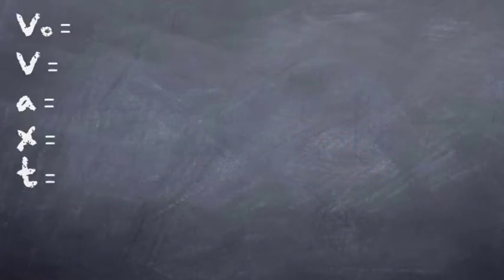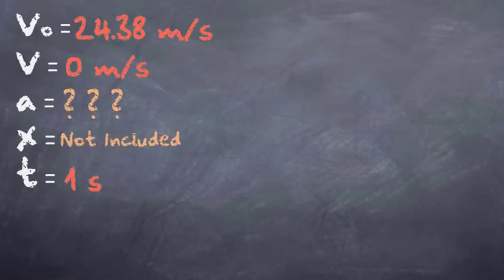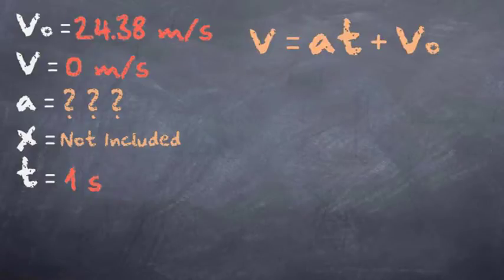Right before the passenger hits the net, they're moving 24.38 meters per second, and the net slows them down to 0 meters per second for a brief moment. This happens over the course of about 1 second. I want to find the acceleration. How much, or at what rate, is this net slowing down the passenger? So we're looking for acceleration. X is not going to be included. So we need to find a formula that does not have x, or displacement, distance, included in it.